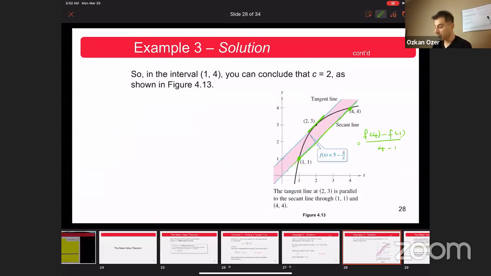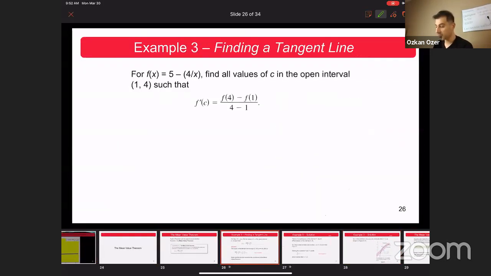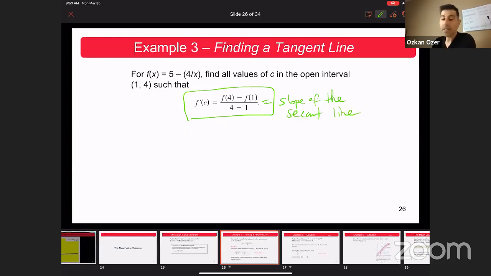And this example is a good example. In fact, let's just go through that real quick. You have f of x equal to 5 minus 4 over x, and the question is asking to find all values of c in the open interval (1, 4) such that f prime of c equals the slope of the secant line from 1 to 4.